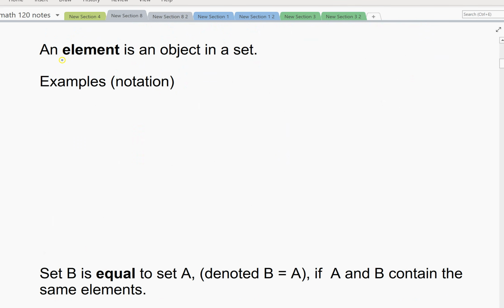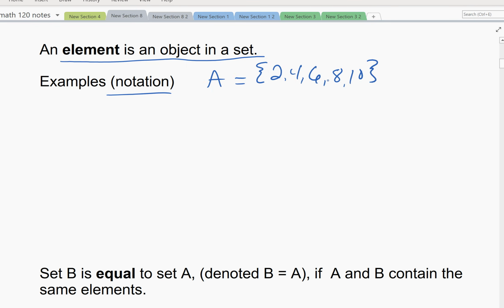An element is an object from a set. The notation is a little weird. Mathematics is a language. We use our own names and our own notation for stuff, and we love to shorthand things. So I'm going to put a different set A down here. Set A is the numbers 2, 4, 6, 8, and 10, the even numbers from our previous set. So 2 is an element from set A. 2 is a number as an element from set A.